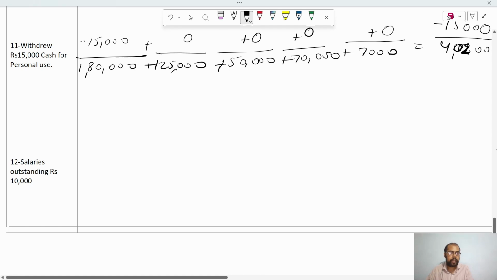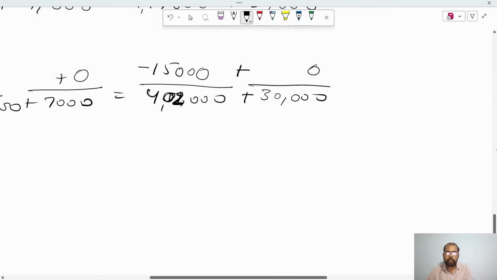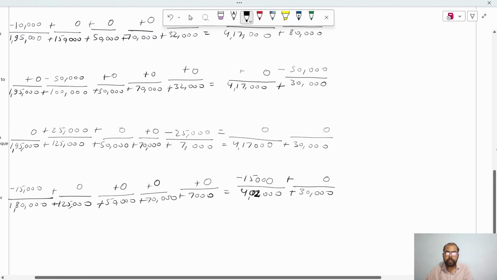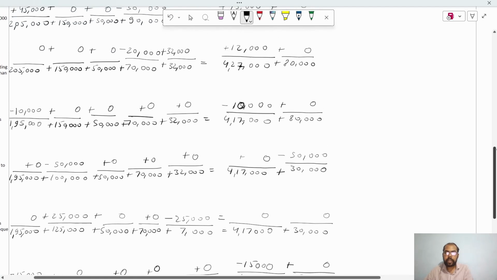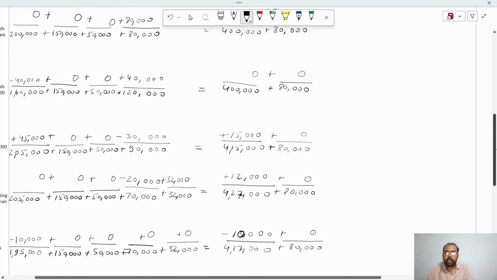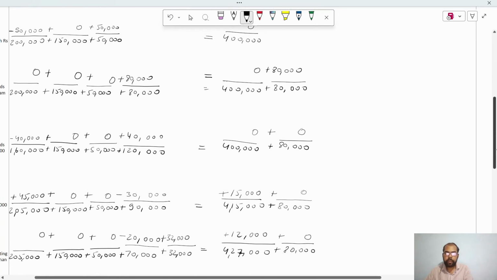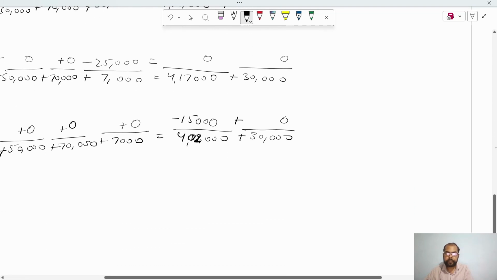The last entry is salaries outstanding rupees 10,000. Now there will be no change on the asset side in this case. Only liabilities side will change here. Salaries outstanding on the liabilities side under the column salaries outstanding, we will add rupees 10,000. And this is the last transaction.